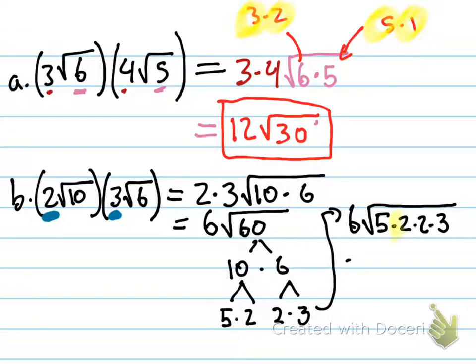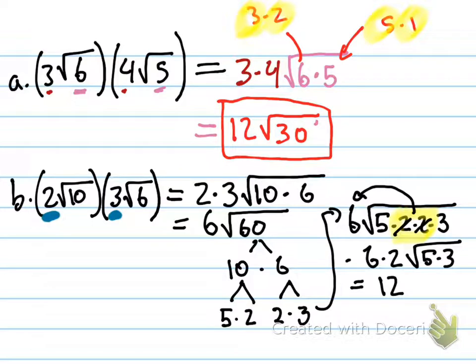Alright. Since we have these two 2's here, we can do what we've been doing. We can take them out. These go away. So we're going to have 6 times 2 square root of 5 times 3. 6 times 2 is 12, and square root of 5 times 3 is square root of 15, and so this is going to be our answer.